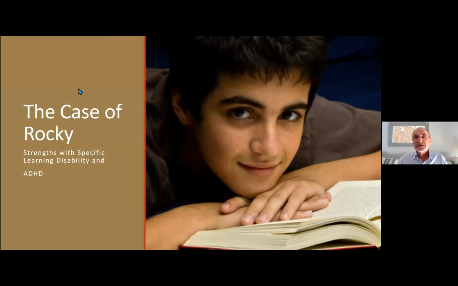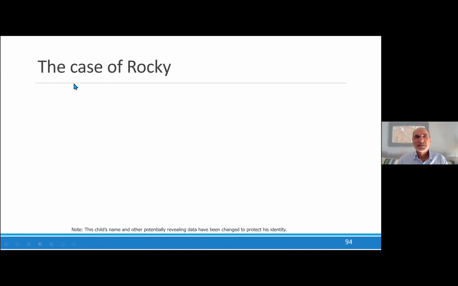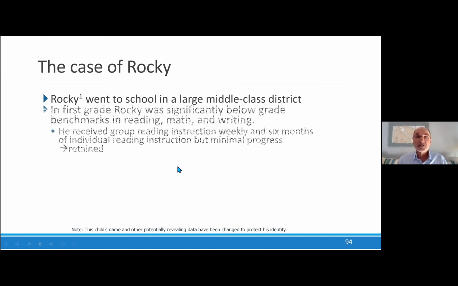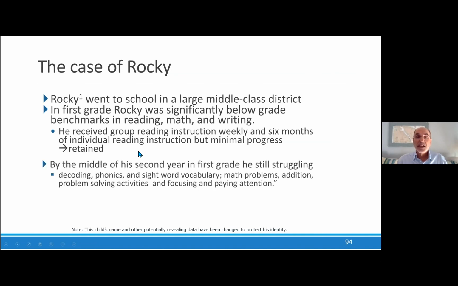Eligibility determination. This is the case of Rocky, not really Rocky, but a real boy. A little boy who had to suffer, unfortunately. He actually went to school close to where I live in Northern Virginia, at a very good district with very good school psychologists. First grade, he was significantly below benchmarks. He was struggling. They got him all kinds of help. Middle of the second, and they retained him.